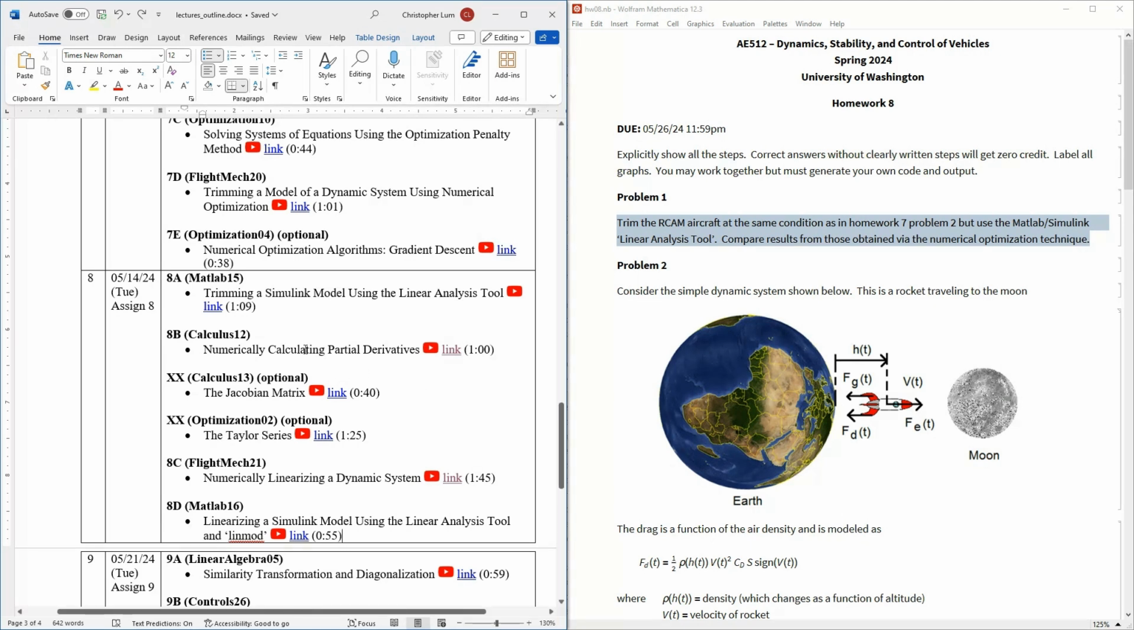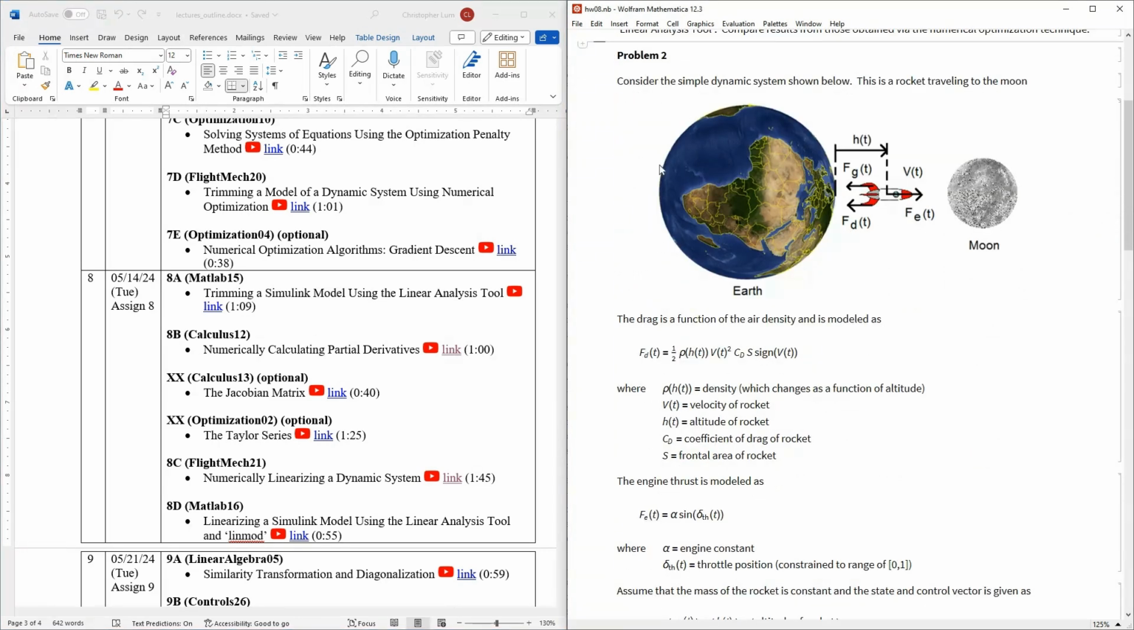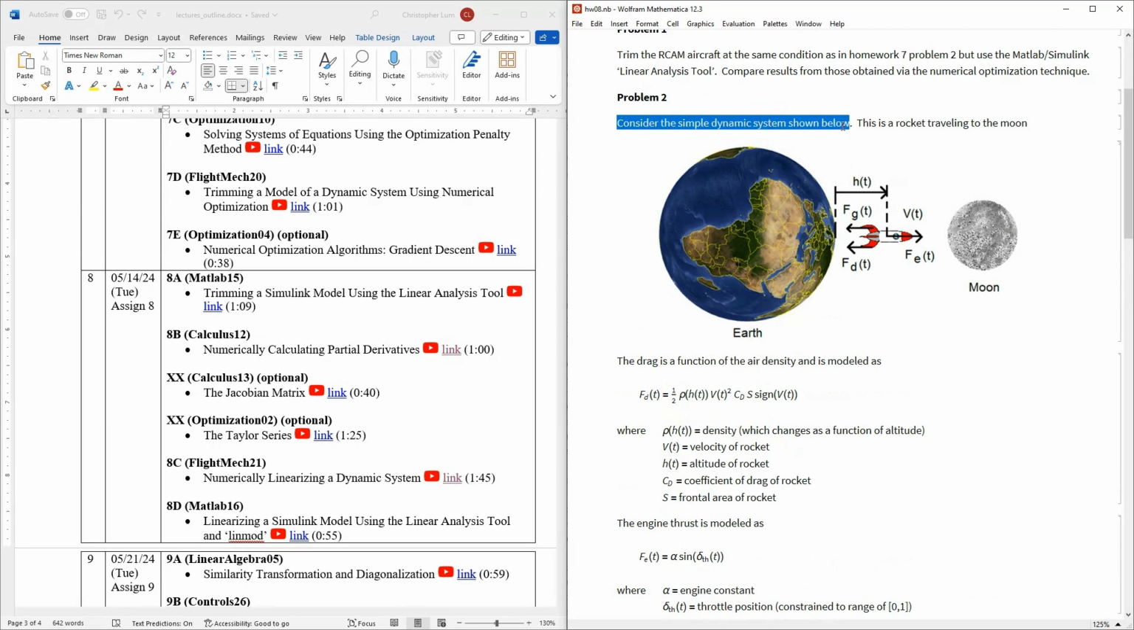Okay, so with that roadmap out of the way, let's take a look at the homework. We already talked about problem one. Problem two is I want to look at a very simple dynamic system. So this is not a 6 degree of freedom nonlinear aircraft model. It's a 1 degree of freedom, super simplified rocket model where I'm shooting a rocket from Earth to the moon, and I'm going to make some gross assumptions on the model.